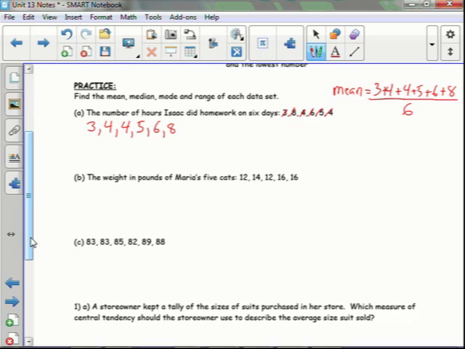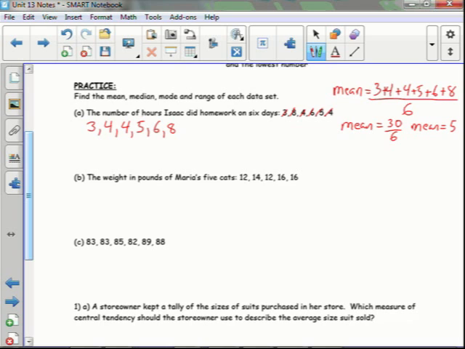So we do 3 plus 4 plus 4 plus 5 plus 6 plus 8 is 30. So we get 30 divided by 6. And the mean is going to be 5. 30 divided by 6 is 5. Okay, so the mean equals 5. All right, the next one that we want to find is the median, and the median is the middle number.